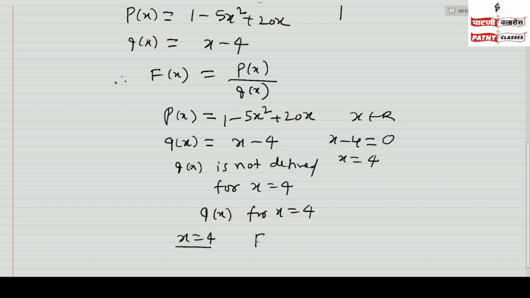Therefore given f of x is discontinuous at x equals 4. So x equals 4 is the only point for which f of x is discontinuous, and for every other value of x, f of x would be continuous. So that is the solution to this given question.